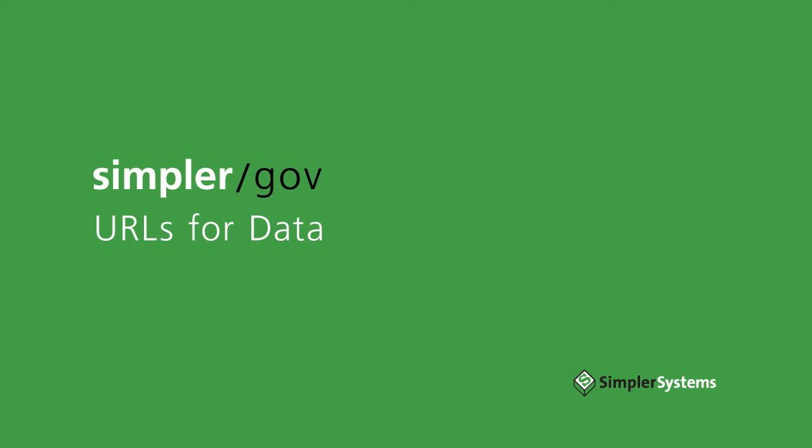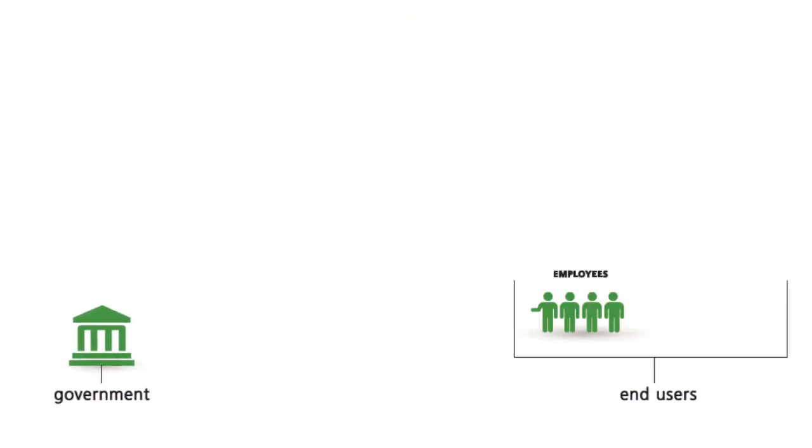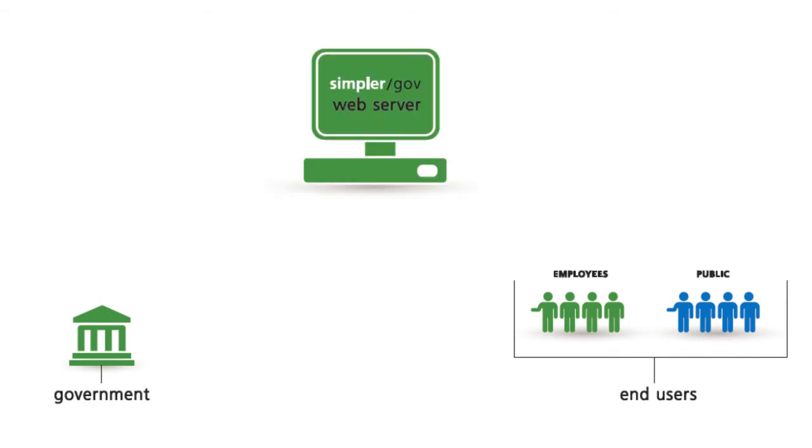This video gives a brief overview of how Simplergov utilizes URLs for data. To understand URLs for data, let's take a look at the three central components in the Simplergov landscape, using government as an example. So over here we have government. Over here, the end users, which could be government employees or private citizens. And up here we have the web. In this case, we'll say a Simplergov web server.